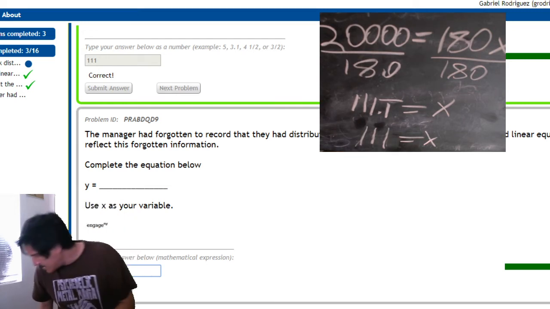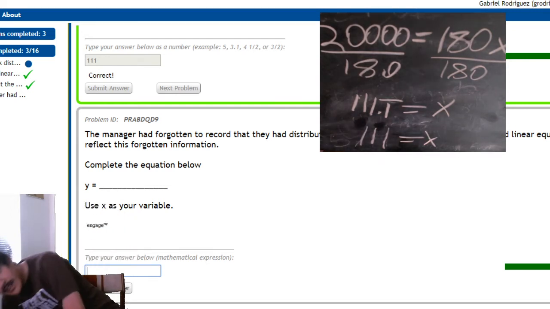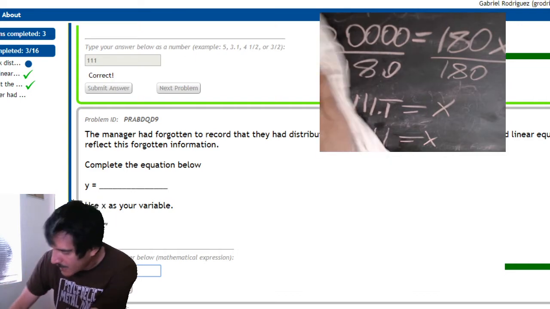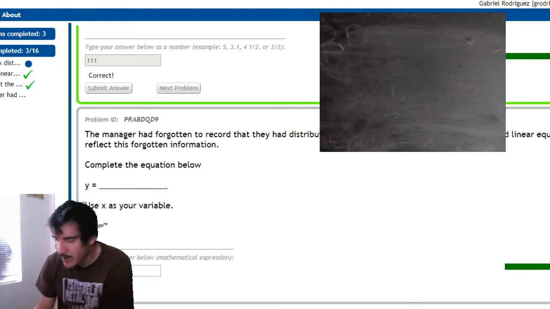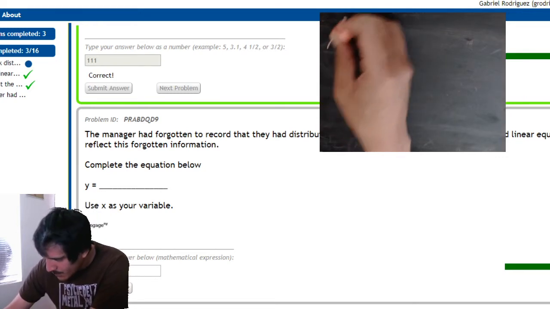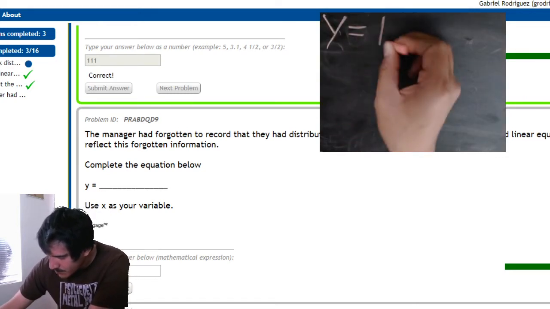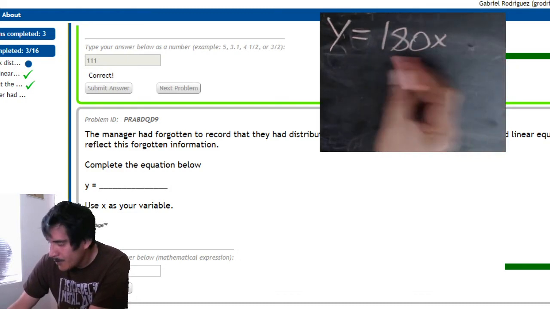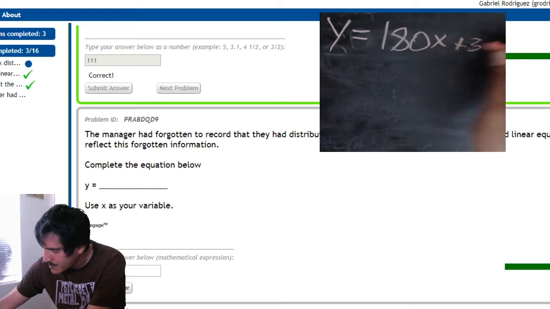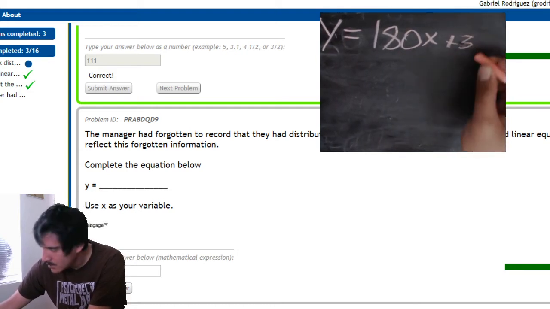Then they talked about the manager. He forgot that they had distributed 35,000 cans on January 1st. So we're going to change our equation. You know how our equation used to be the total number of cans is equal to 180 times the number of weeks? Well, that's going to be part of our total, but also 35,000 is also part of our total.